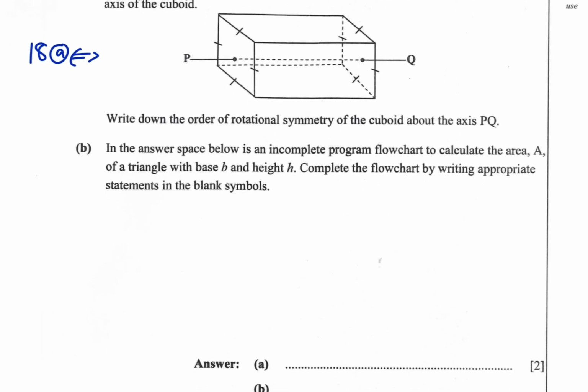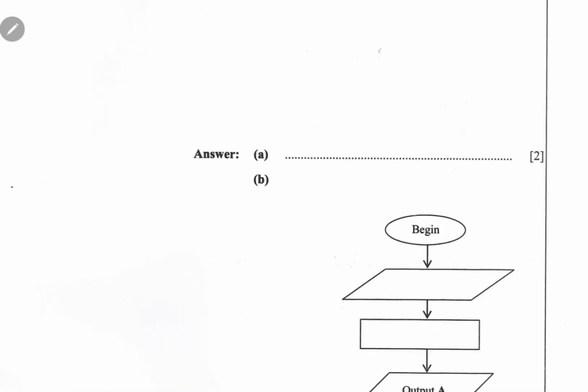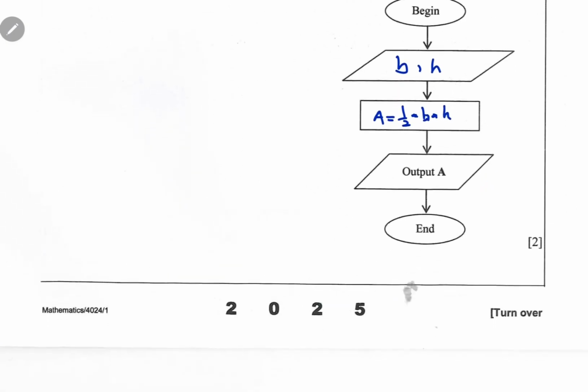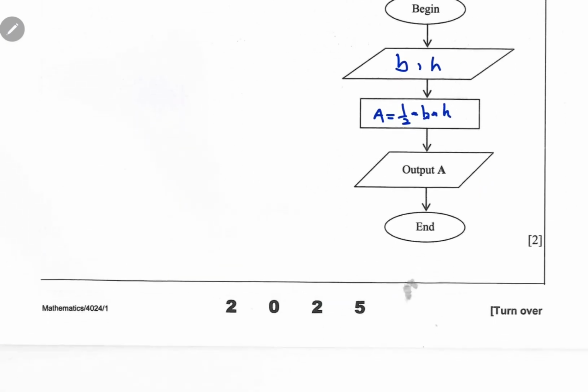Now, look at the other question. In the answer space below is an incomplete program flowchart to calculate the area of a triangle with base B and height H. Complete the flowchart by writing the appropriate statement in the blank space. So here to complete this one, you just write B, H, then of course here for area, you write the formula B times H over 2, where B is the base and H is the height. So that is what you simply write there.